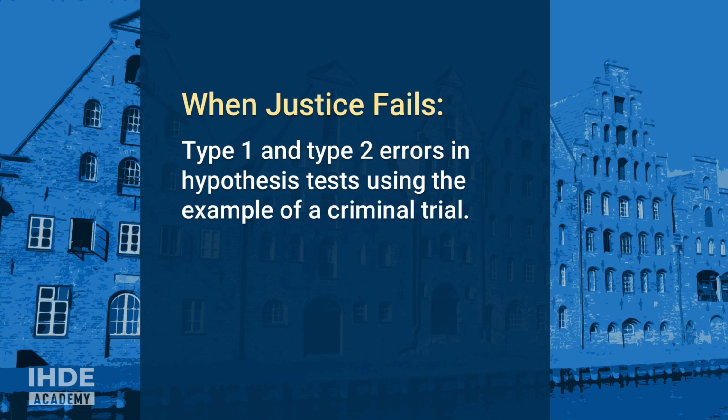As with any trial, misjudgments can always occur. This is also the case when testing hypotheses with the help of statistics. These are referred to as type 1 and type 2 errors. Now let's see what that is exactly.